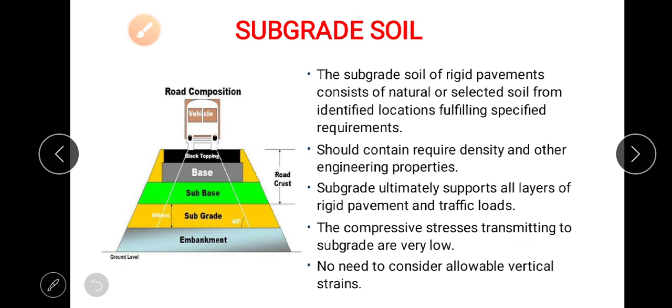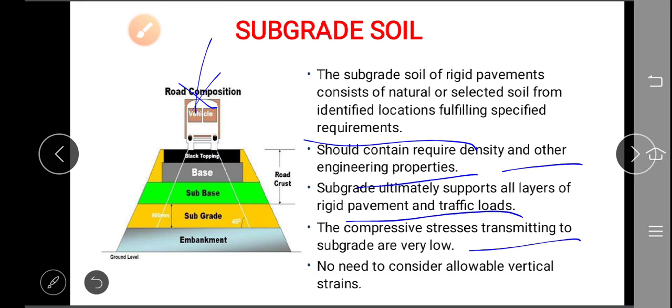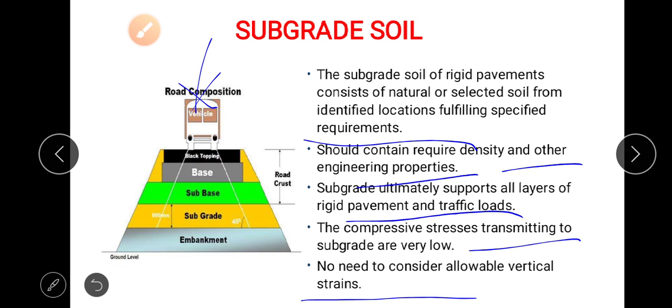The subgrade soil of rigid pavements consists of natural or selected soil from identified locations fulfilling the specified requirements. It should have the required density and other engineering properties. You are all aware of these. Subgrade ultimately supports all the layers of rigid pavements and the traffic loads coming over the pavement. The compressive stress transmitted to the subgrade layer is very, very low. No need to consider allowable vertical strains.